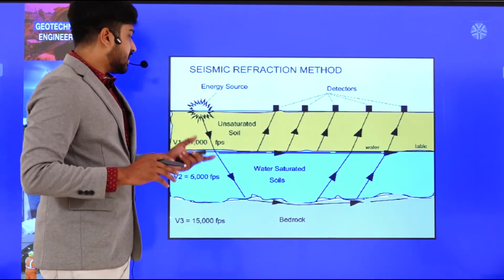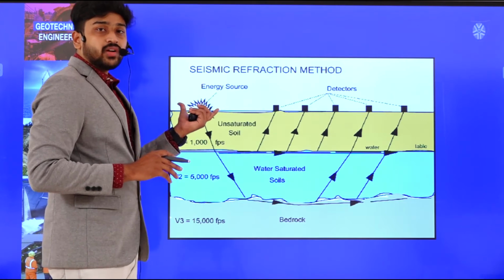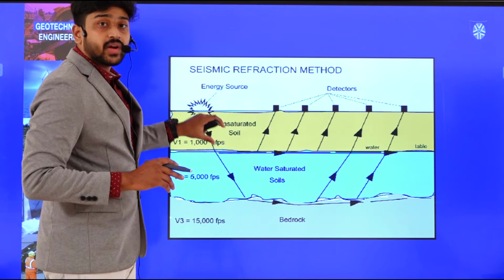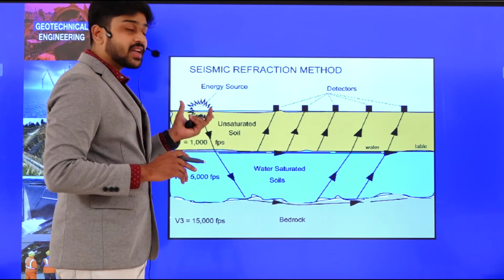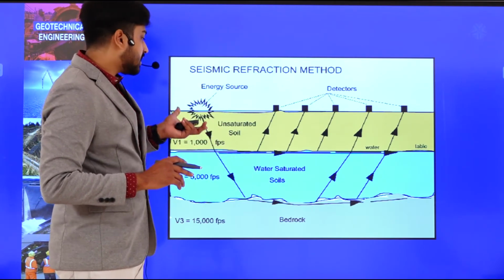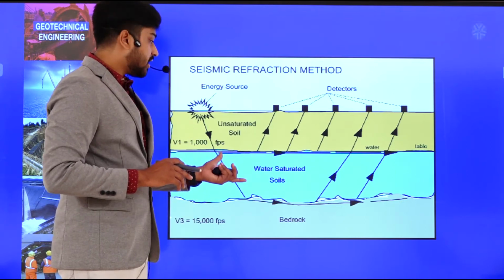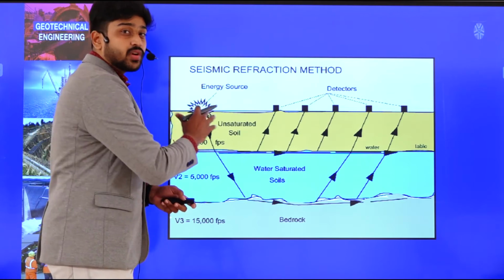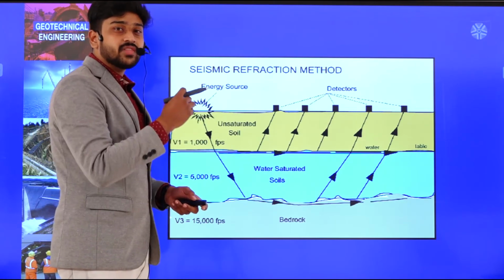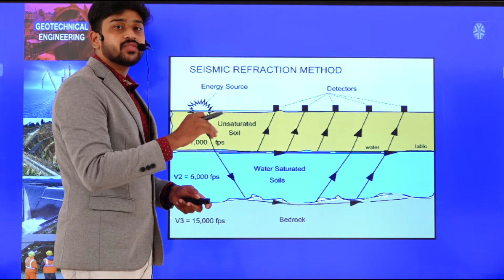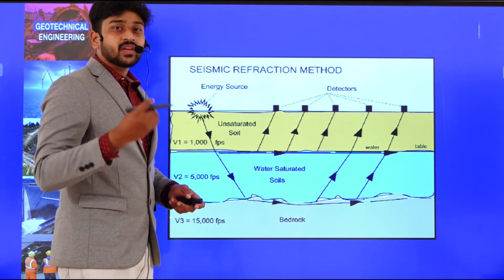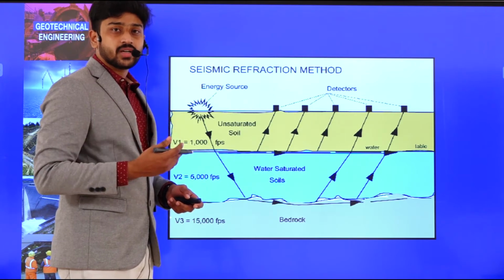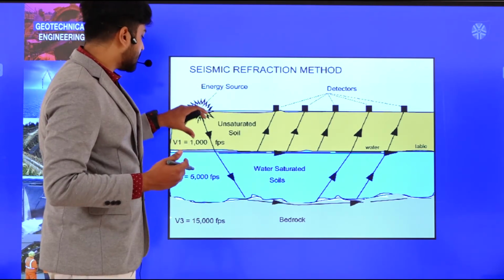As I've stated, initially there will be a source point or an energy source from which the wave will propagate with a certain velocity. Because there are different layers, let us say there is an unsaturated soil here and there is a saturated soil below a certain water level. Since there are two different materials, when the wave is propagates through these materials, the velocity will differ, because for each particular material the wave velocity will be different. The same case applies here.